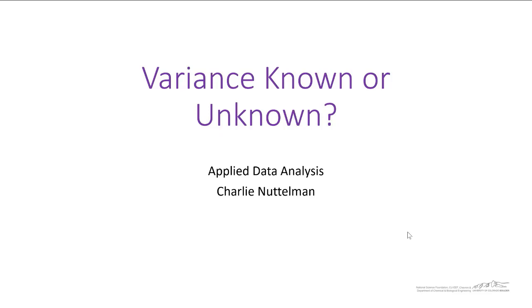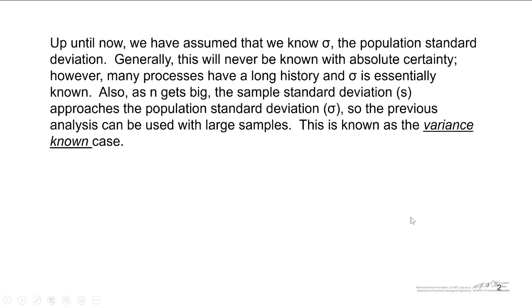In the next part of the course, we're going to talk about these two cases known as variance known or variance unknown. So this short screencast is going to give you an idea of what that really means. Up until now, we've assumed that we know sigma, which is the population standard deviation. That's different from the sample standard deviation, which is lowercase s. Generally, this will never be known with absolute certainty.